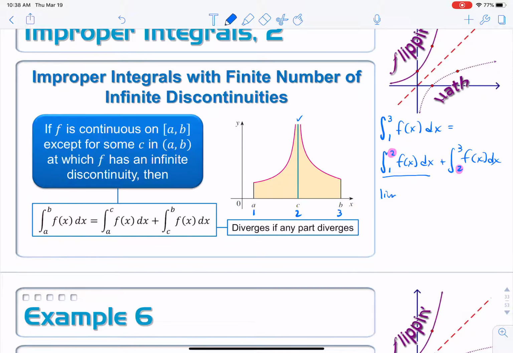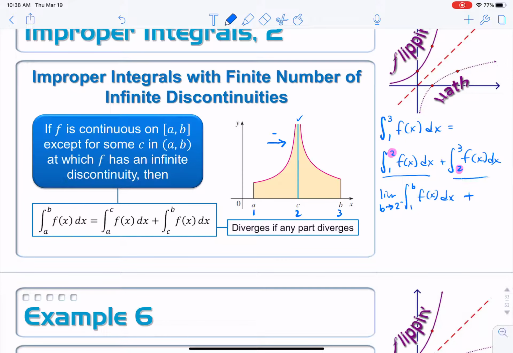So I'm going to say the limit as b goes to 2, and this is the one where the vertical asymptote is on the right-hand side of it. So I am going to approach that from the left, which is the negative side. So b approaches 2 from the left of the definite integral from 1 to b of f of x dx.